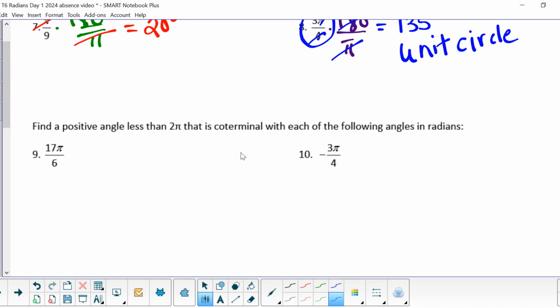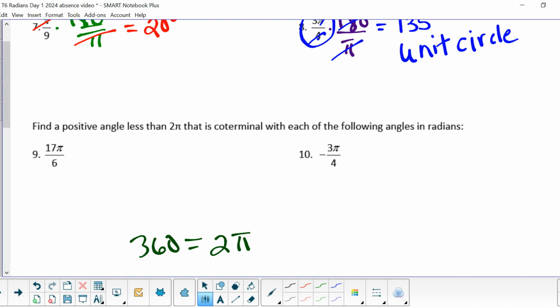Okay, now we're going to talk about coterminal angles, but in terms of radians. So remember when we talked about coterminal angles, we find them by adding and subtracting 360 degrees. Well, we're in radian measure, and I don't want to change the radians to degrees and then change it back. So I'm just going to know that 360 is equivalent to 2 pi. So instead of adding or subtracting 360, I'm going to add or subtract 2 pi.